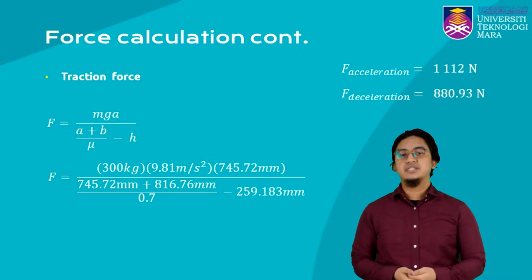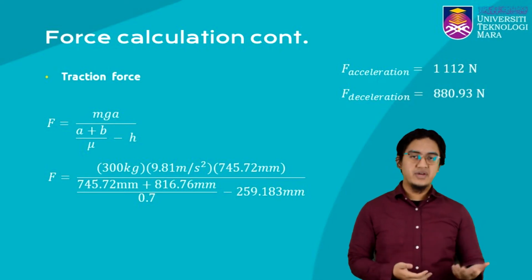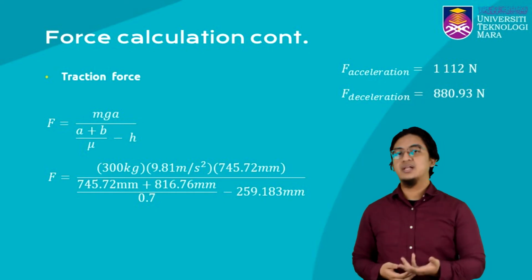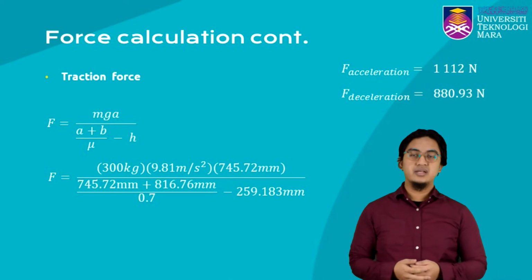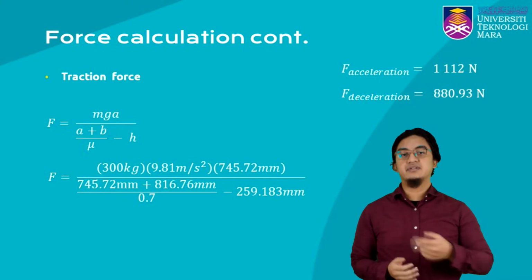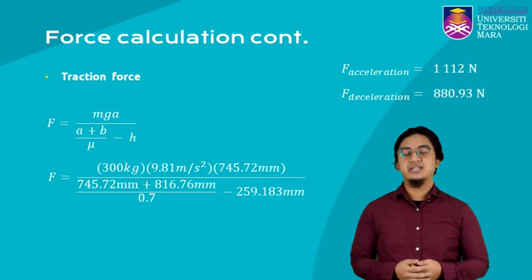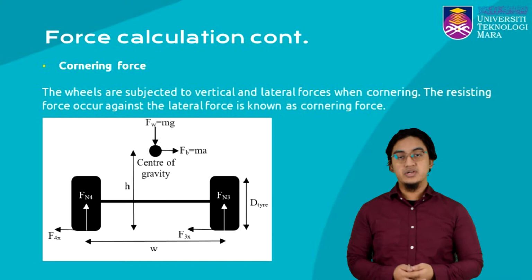The coefficient of friction is assumed to be 0.7, by inserting the values of mass, gravity, acceleration, and the distances between the center of gravity and the front wheel, rear wheel, and ground. The acceleration force is 1112 Newton. To find the deceleration force, the H sign becomes negative. The result will be 880.73 Newton.